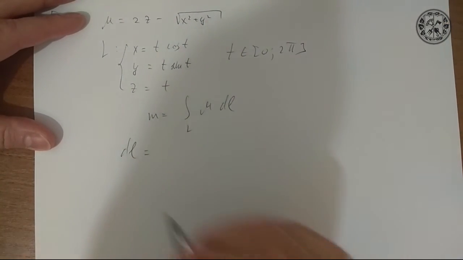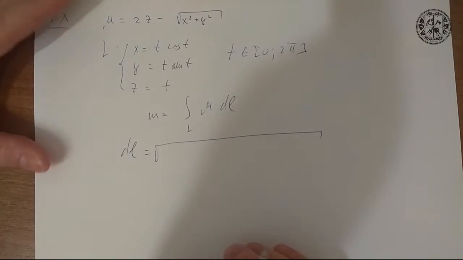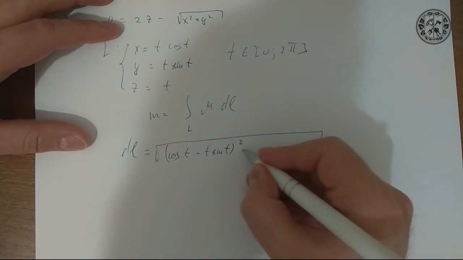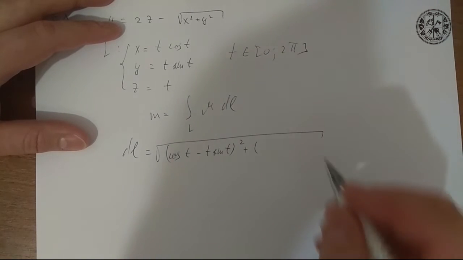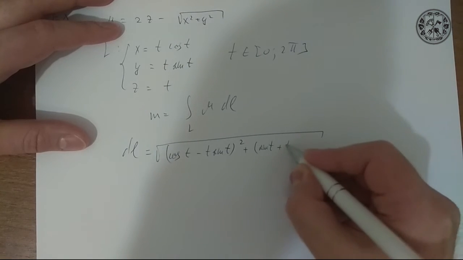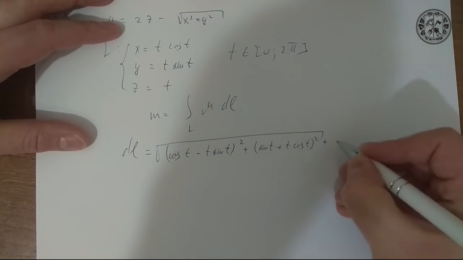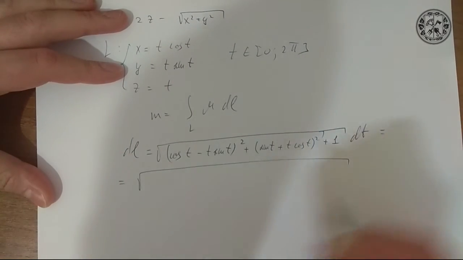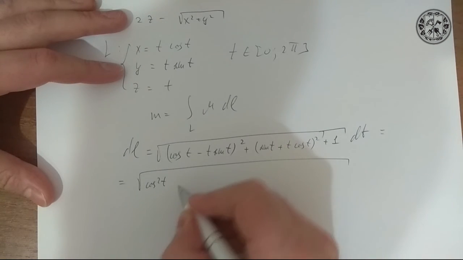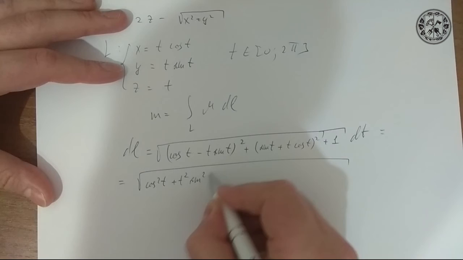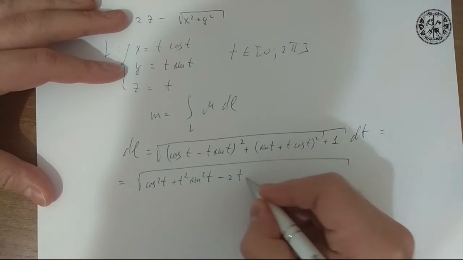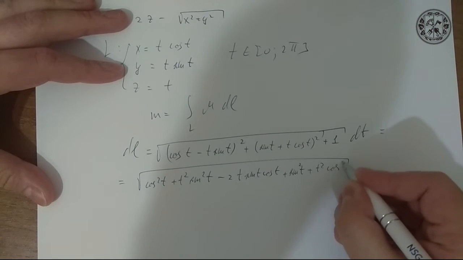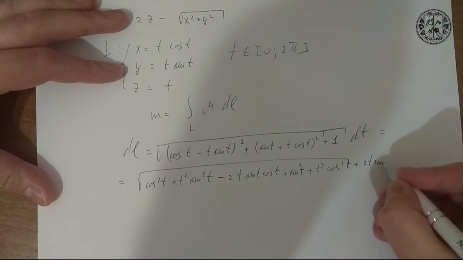Here dl will be square root of derivative of x will be cosinus t minus t sinus t square plus square of derivative of y will be sinus t plus t cosinus t square, and plus derivative of z will be 1. If we open these brackets, we get cosinus square t plus t square sinus square t minus 2t sinus t cosinus t plus sinus square t plus t square cosinus square t plus 2t sinus t cosinus t plus 1.